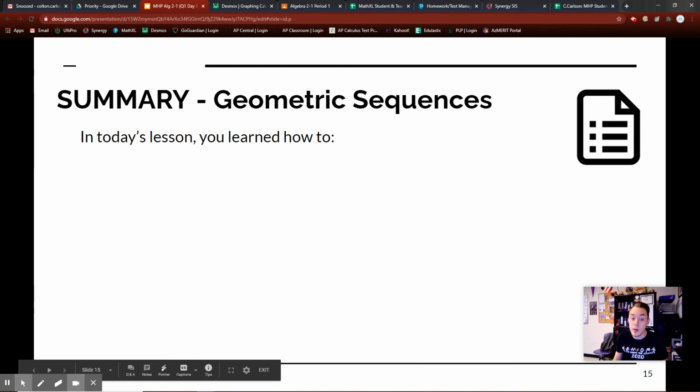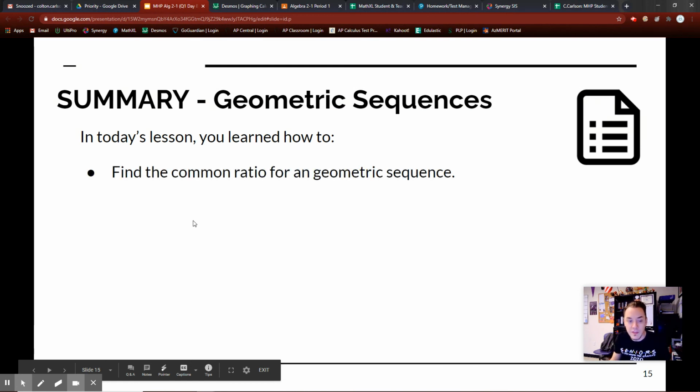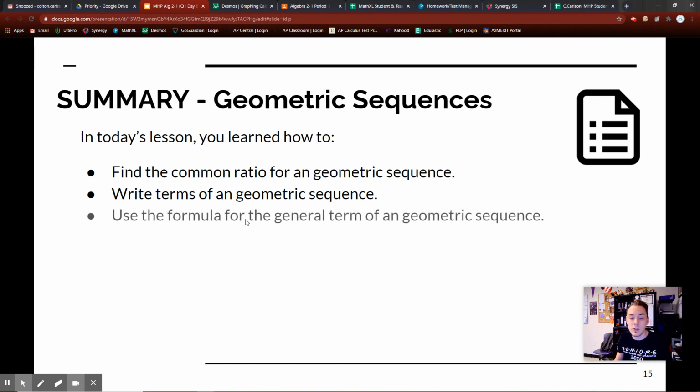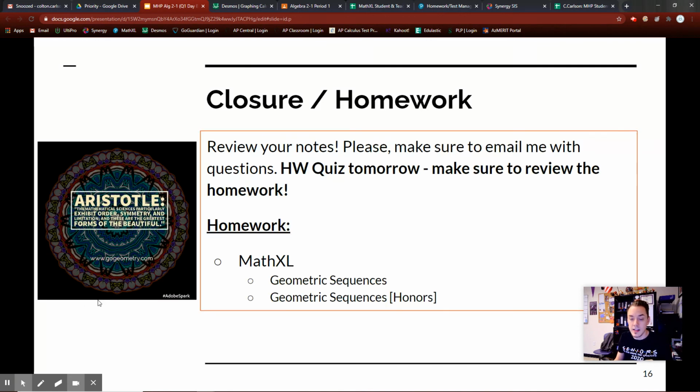Awesome. What did we learn? We learned a couple things. We found the common ratio for a geometric sequence, just like we did for an arithmetic sequence yesterday in the last video. We also learned how to write terms of a geometric sequence. We learned how to use the formula for the general term of a geometric sequence. Okay, we definitely did that. Okay, awesome. That is the summary.